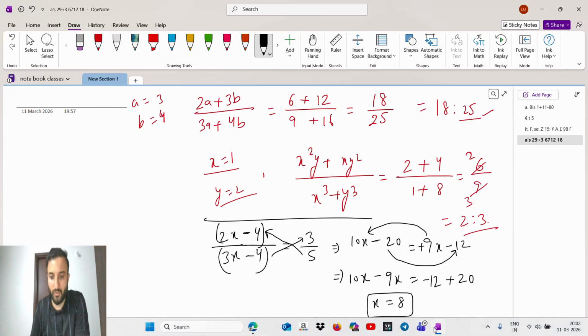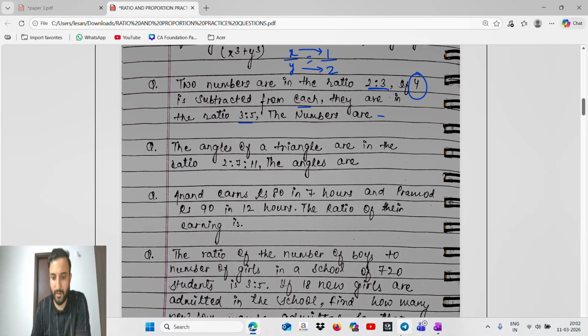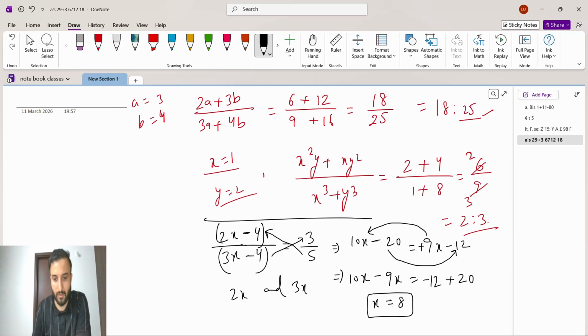What do we have to find? We have to find the numbers. So x is 8, and the two numbers are 2x and 3x. So x is 8 means 2 times 8 is 16 and 3 times 8 is 24. 16 and 24 are the numbers. Yes, 16 and 24 are the correct answer.